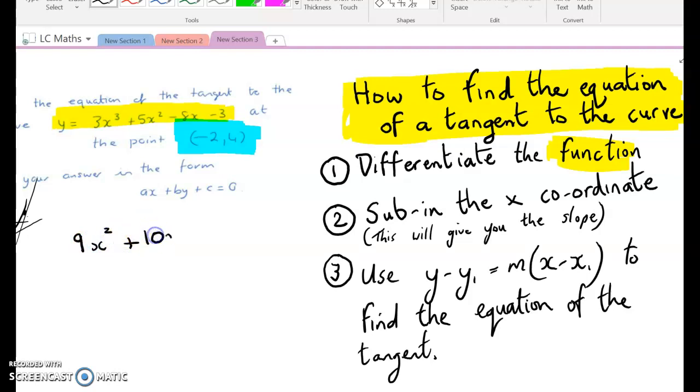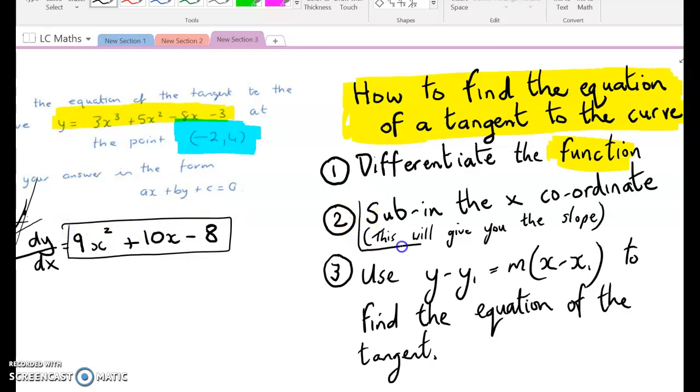So that would be 10x to the power of 1, but of course we don't bother with the 1. Numbers that just have a letter with them, drop the letter. And numbers that are on their own, disappear. So that is what we call dy/dx. That's the function differentiated. Done that.